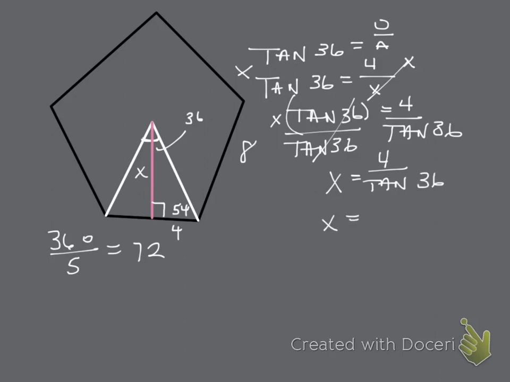So x is equal to, if I plug tangent into my calculator, okay, so 4 divided by tangent of 36 is 4 divided by 0.7265. And then you do 4 divided by that, and you end up with 5.5. So quite a bit of work there to find the apothem, but now I have the apothem being 5.5.